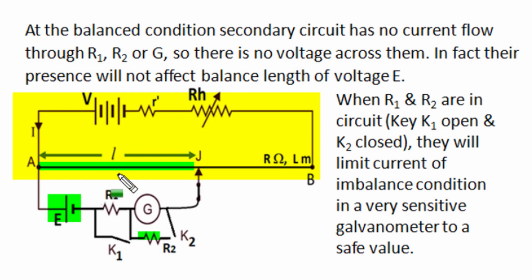We usually start our experiment with key K1 open and K2 closed, such that both resistances R1 and R2 remain in the circuit at the time of imbalance. They protect our sensitive galvanometer from a higher amount of imbalance current, and when during the experiment we come very close to balance conditions, to increase the sensitivity of measurement, we short circuit the R1 resistance by closing key K1 and we remove the R2 resistance by opening key K2, and we get a more sensitive and safe result by this action.